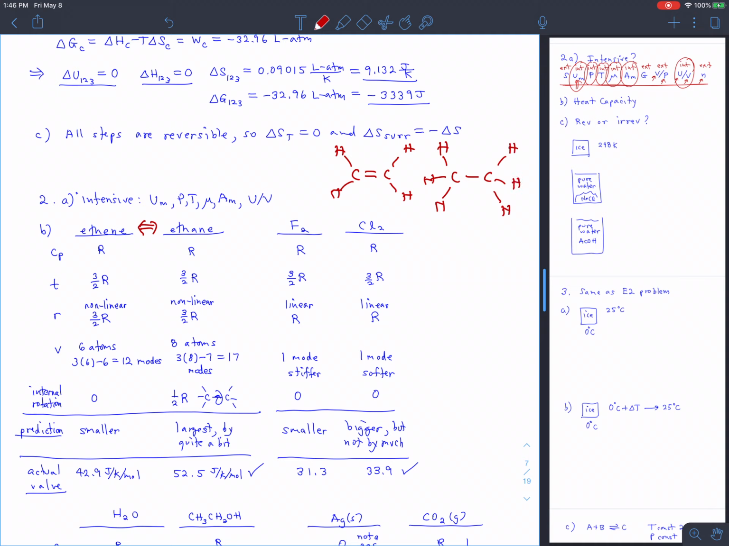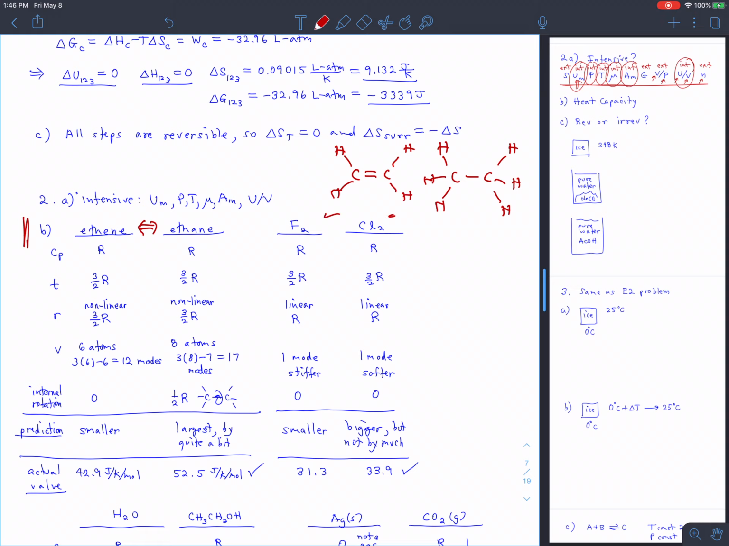And we want to know which of these two has the biggest heat capacity at constant pressure, and also what the contributions from each degree of freedom in the molecule are to that heat capacity. So for ethene and ethane first, we're going to do it for that, then there's F2 and Cl2 over here, then there's some others down below.